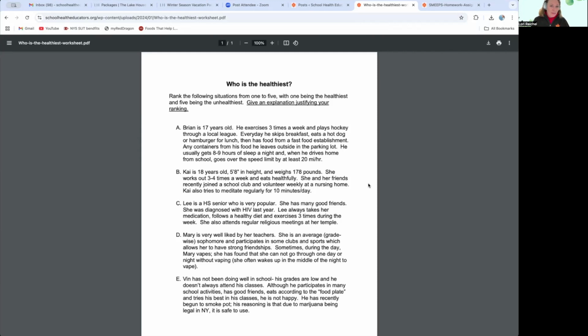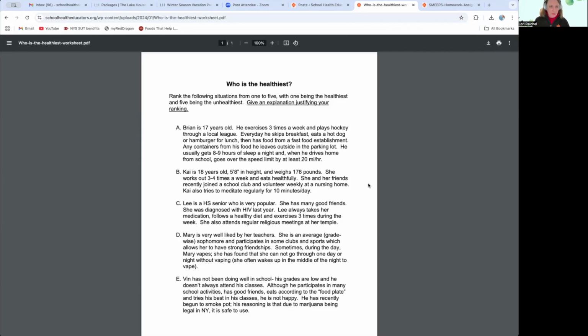I provide them a hard copy, and they're supposed to rank who is the healthiest. So 5 being the least healthiest and 1 being the healthiest. And they rank it individually. They can do this as a homework assignment so they can be prepped for a class discussion, or you can do it right as your anticipatory set at the beginning of the class.